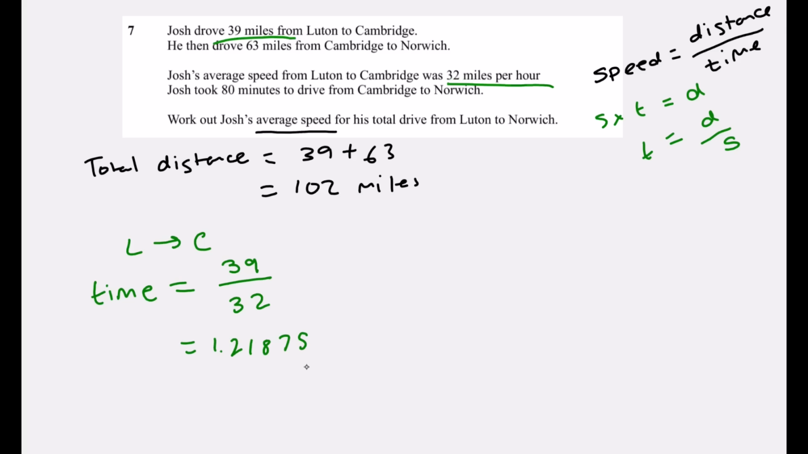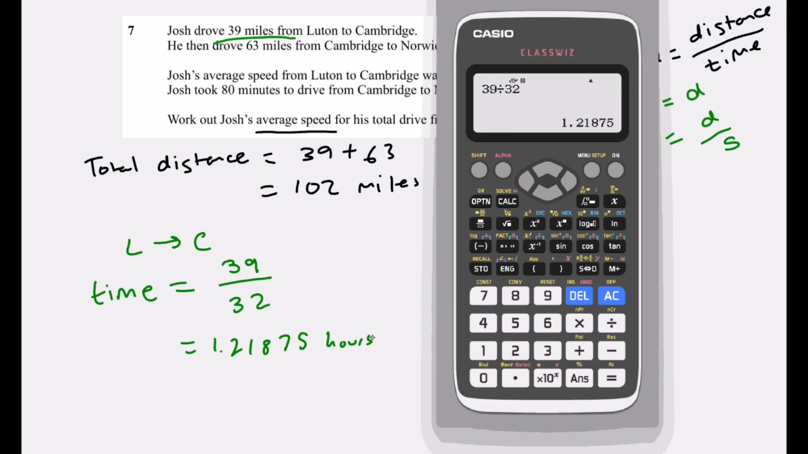So that's the time, and that's in hours. We'll keep it like that. We don't want to change it to minutes. If we did, we could press this time button here. 1 hour, 13 minutes. It's not an exact number, but we don't really want it in minutes. It's better in hours.